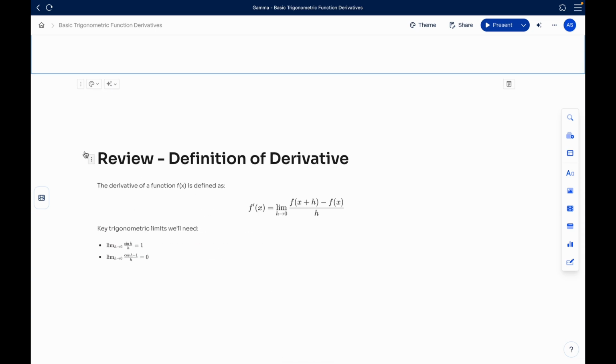Now, a quick review. The limit definition of the derivative is f dash of x, or d by dx, or dy by dx, is equal to the limit as h approaches 0 of f of x plus h minus f of x divided by h. And there are two key trigonometric limits we'll need, plus one more that I'll cover later. The first one is the limit as h approaches 0 of sine h over h is equal to 1. The second one is the limit as h approaches 0 of cosine h minus 1 over h is equal to 0.